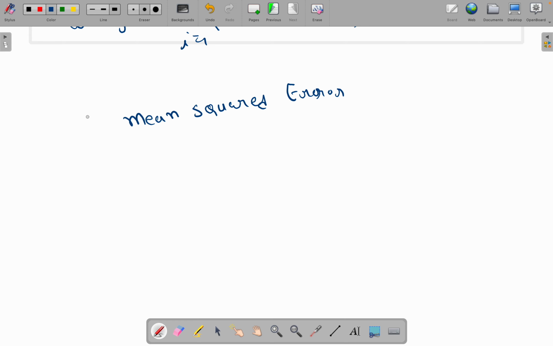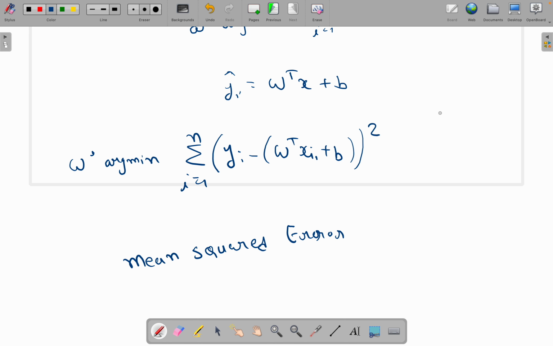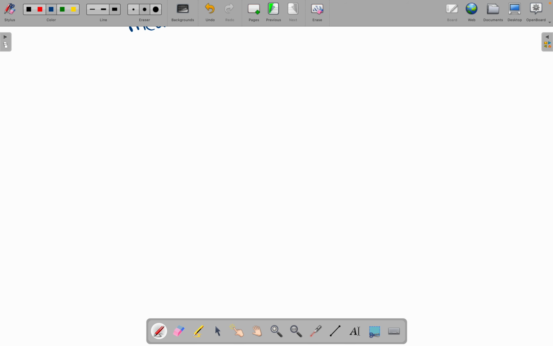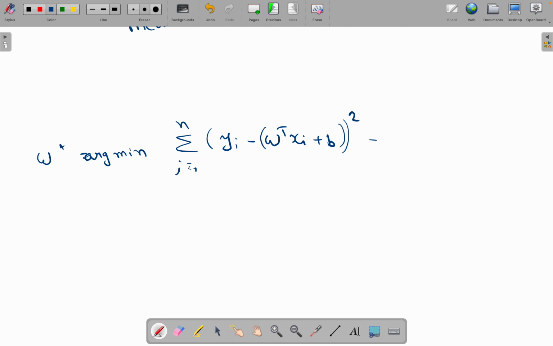Now in this equation we can also add a regularizer term. So let's say w star is equal to: find the optimal w which will minimize the sum over i equal to 1 to n of yi minus (w transpose xi plus b) squared. Let's add a regularizer, lambda times norm of w squared, basically the L2 norm. So if you see this equation, we are just adding a regularizer.